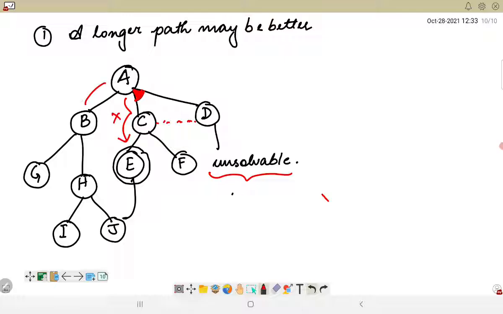Instead, I have to take a longer path which is through this particular direction. So this is one condition of the AND-OR graph, which is that if a part of the AND arc is unsolvable, it will never lead us to the solution. Instead, we have to take a longer path.